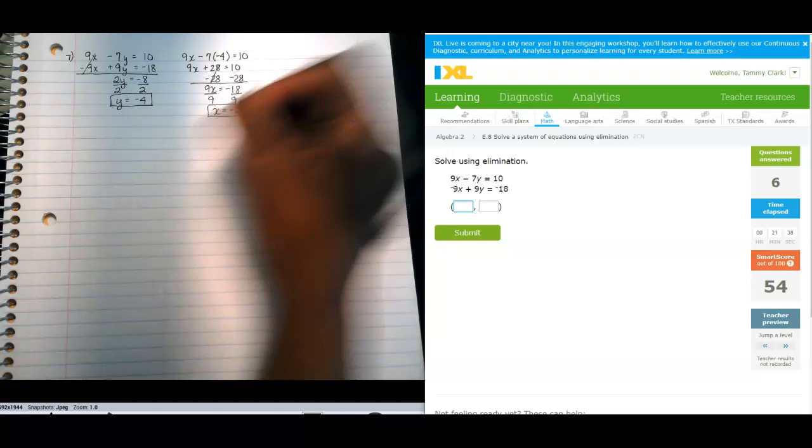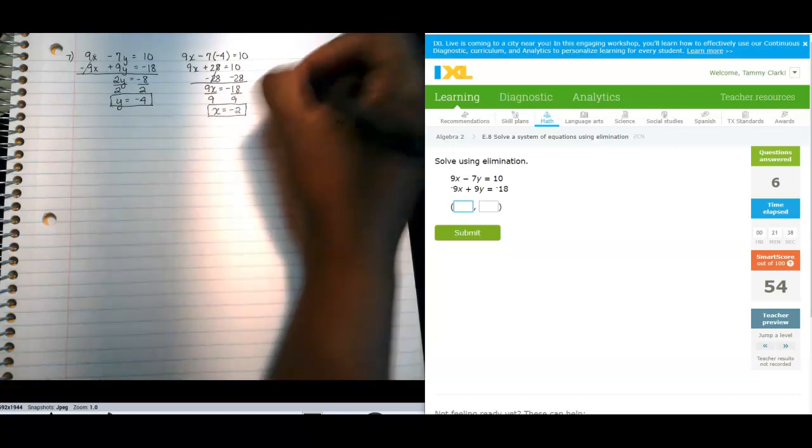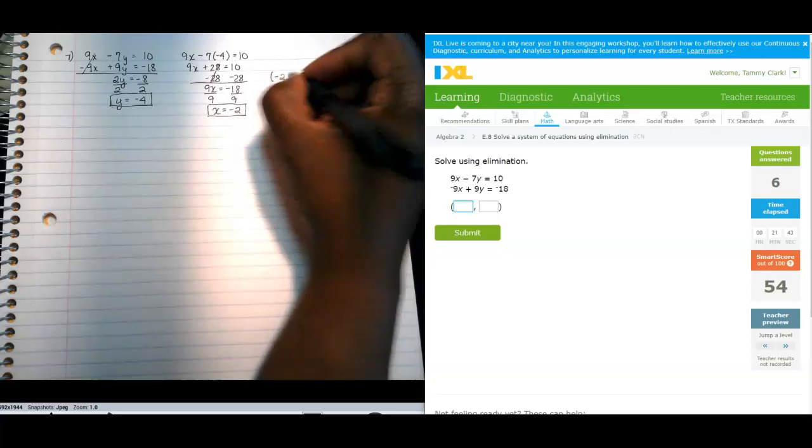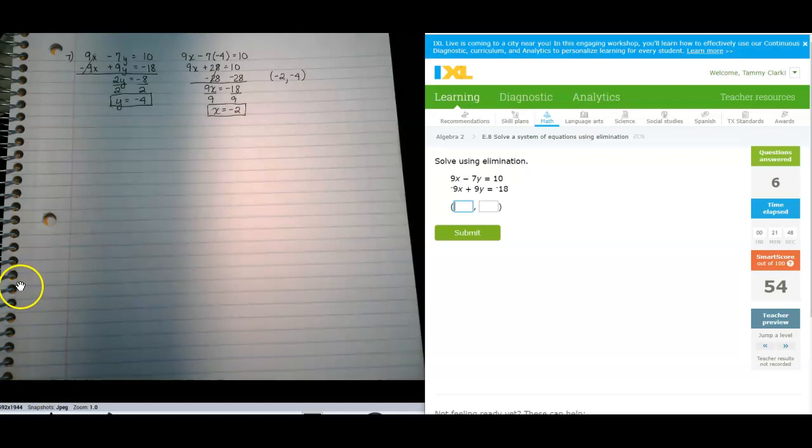So the ordered pair that makes this equation true, or makes both equations true, would be -2, -4. It's also known as the solution, or where the lines cross.